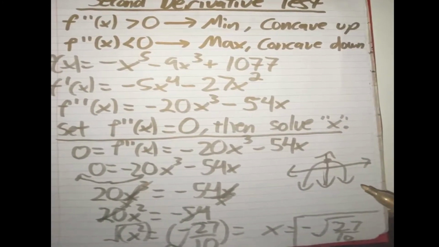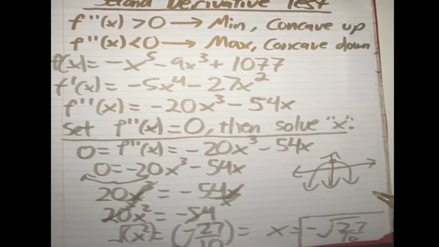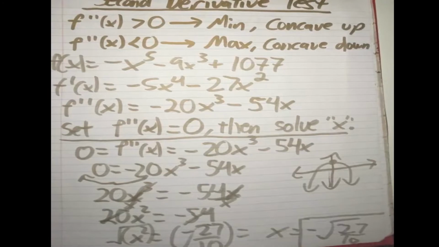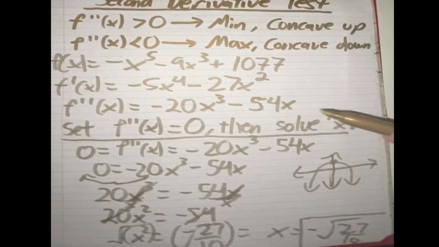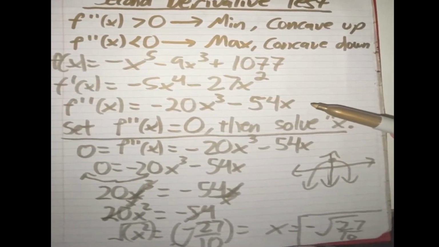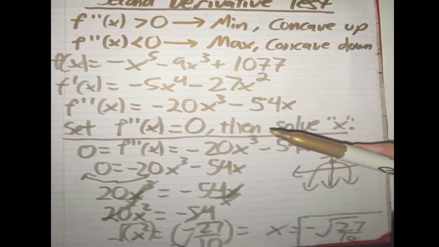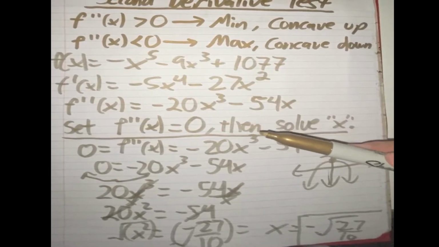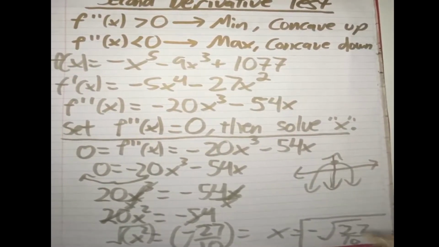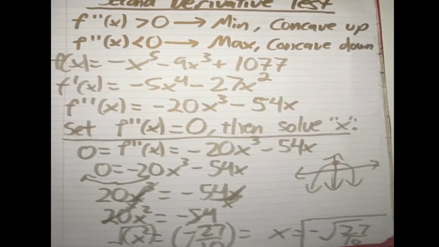That's what the second derivative test does. We're testing for max and min. And since x was a negative number, we have a max, which means concave down. And that's how you apply the second derivative test. Step 1, take the first derivative, differentiate. Step 2, take the second derivative, differentiate again. Step 3, set f double prime of x equal to 0, and then solve for x. When you solve for x, if you have a negative number, it's a max. If you have a positive number, it's a min.